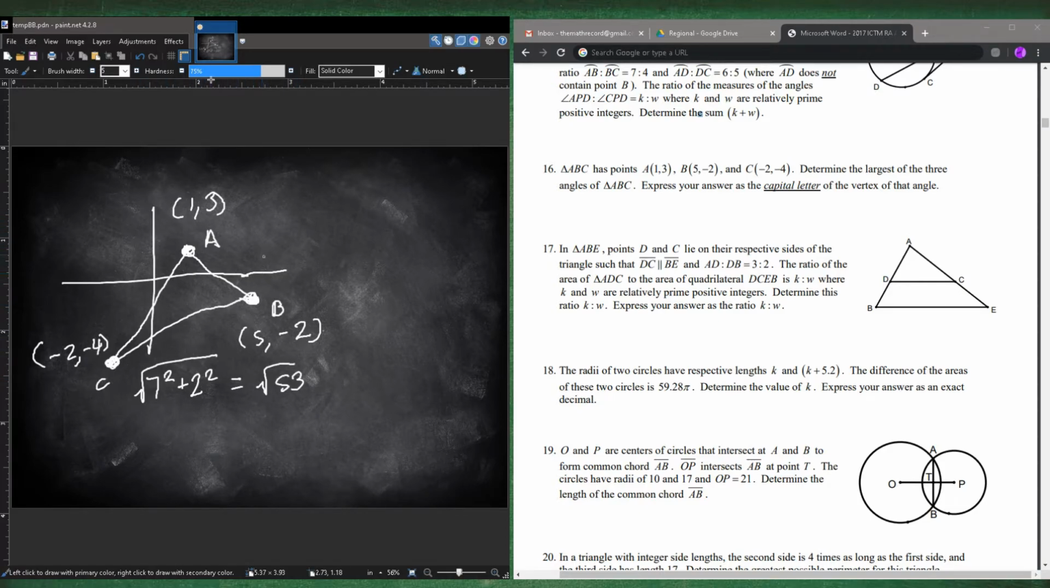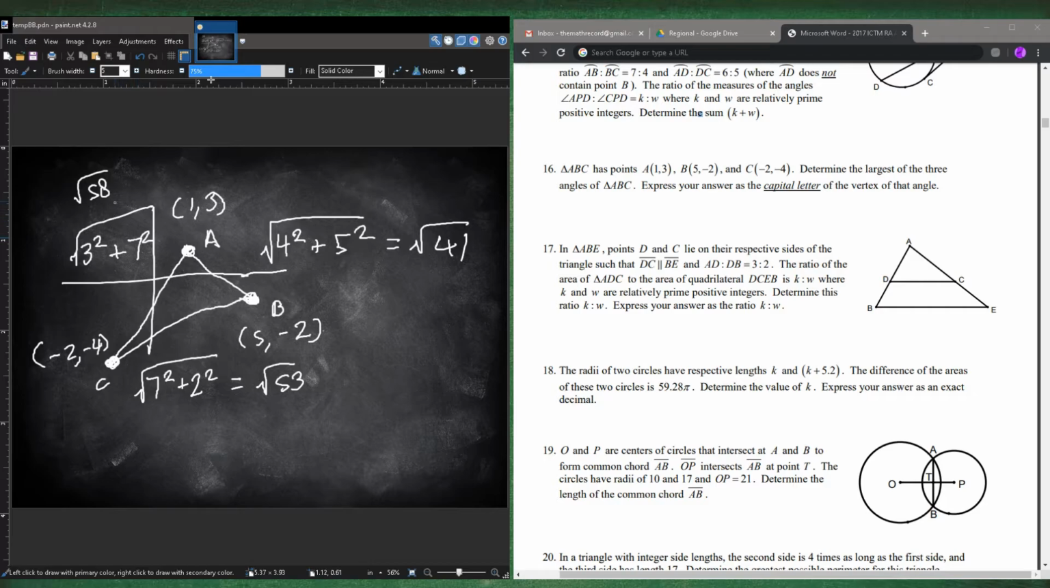Now A and B, that's a difference of 4 in the x, so 4 squared, plus a difference of 5 in the y, so 5 squared. So 16 and 25, that's 41, square root 41. Now A and C, the difference between the x, -2 and 1, is 3 squared, and the difference in y, -4 and 3, is 7 squared. So that's 9 and 49. 49 plus 9 is 58, so that's equal to square root 58.